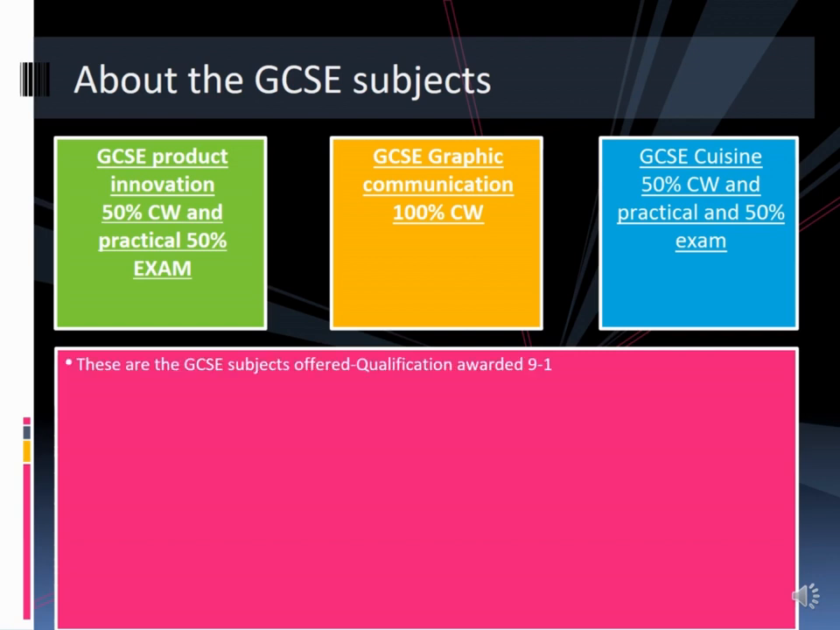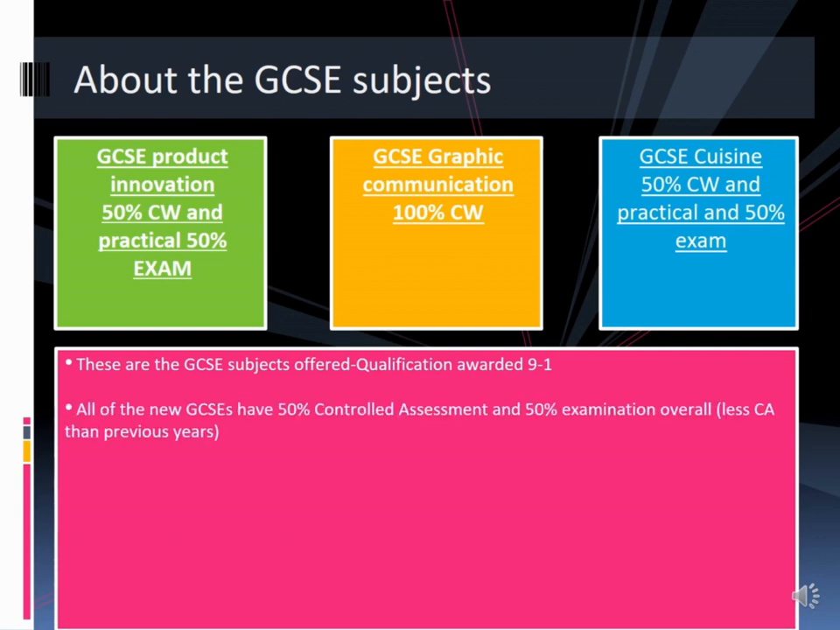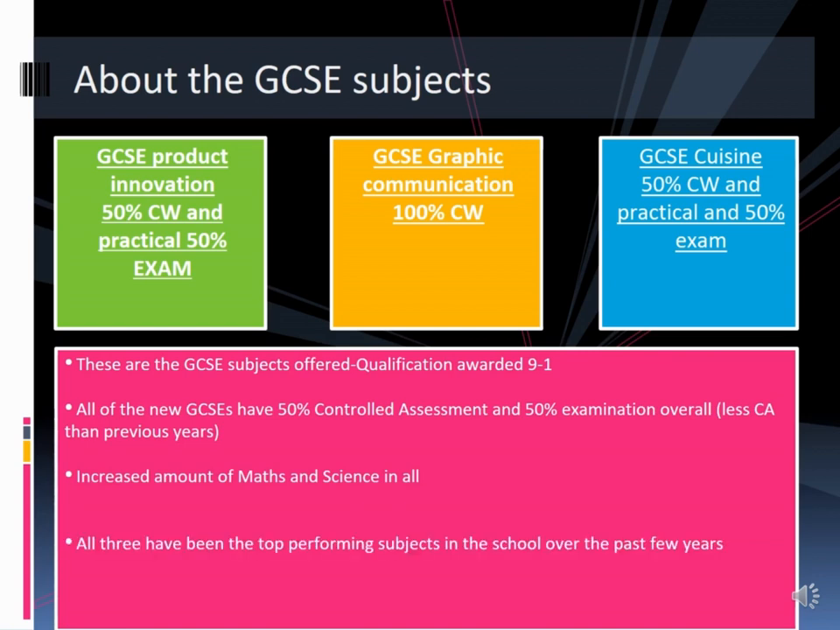We've then got cuisine, which again is 50% coursework and practical, and again 50% exam, which looks at the theory side of food science, nutrition, where foods come from, looking at environmental and global issues that will be tested on the exam. So these subjects, you will get a 9-to-1 qualification. Like I said, 50% controlled assessment, 50% examination. There is maths and science included in all of them. And all three have been the top performing subjects in the school over the past years, where every student has been successful, they've either got their target grade or above.